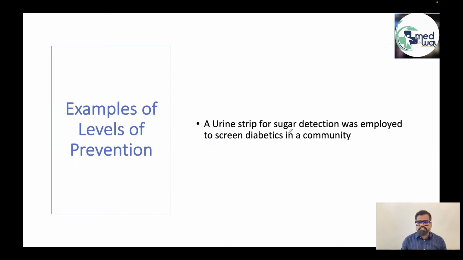Now, a urine strip for sugar detection was employed to screen diabetes in a community. You are screening diabetes by using a urine sugar strip. So what level of prevention? Secondary prevention. What is the mode of intervention? Early diagnosis. Right? Let's take one more.